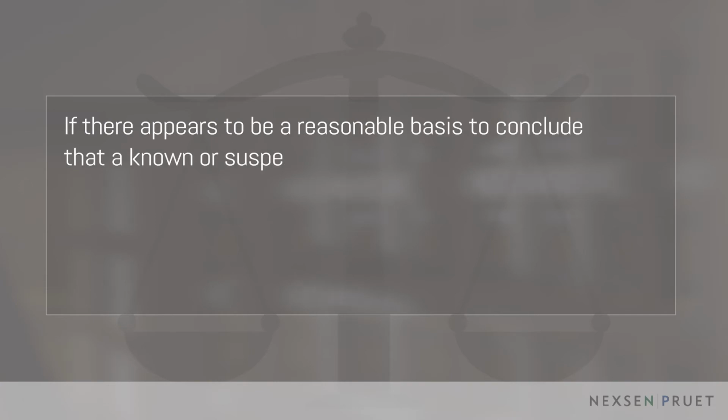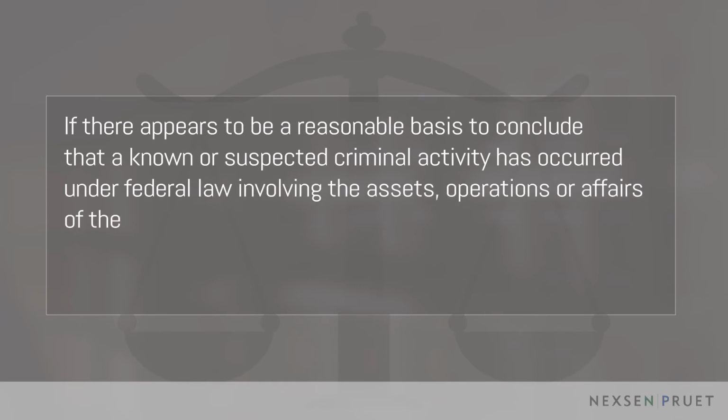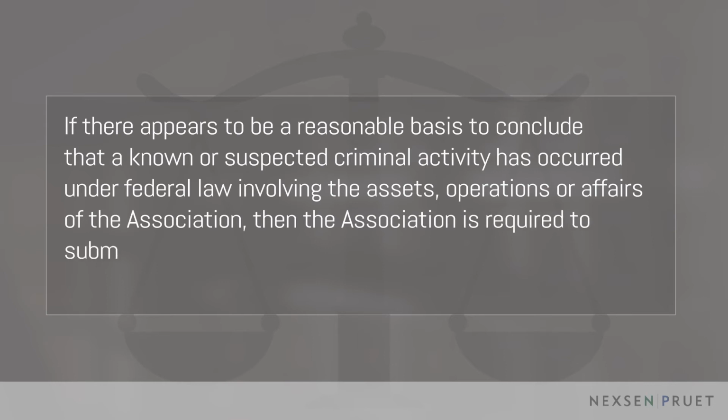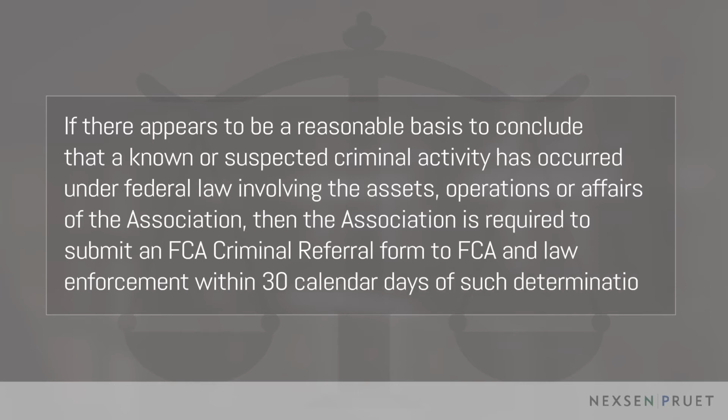Once an association has been made aware of the known or suspected criminal activity, its duty is to investigate. If there appears to be a reasonable basis to conclude that a known or suspected criminal activity has occurred under federal law involving the assets, operations, or affairs of the association, then the association is required to submit an FCA criminal referral form to FCA and to law enforcement within 30 calendar days of such determination. This action is mandatory, as failure to file a criminal referral could subject the association to supervisory or enforcement action by the FCA. If immediate action is warranted, the association should also contact federal or state law enforcement as applicable.